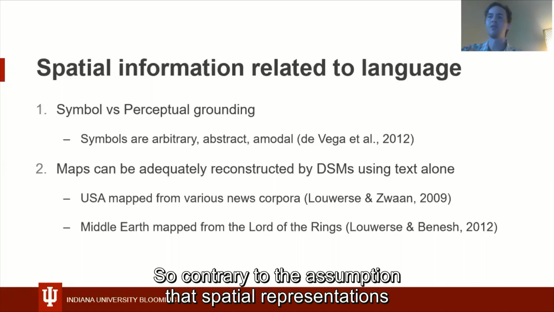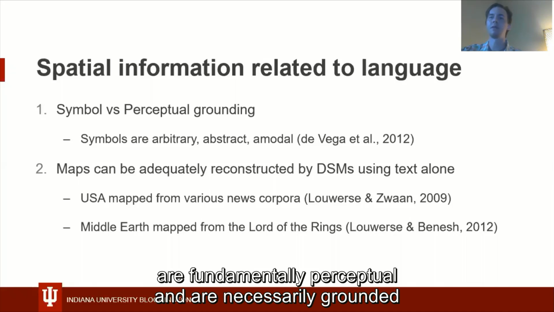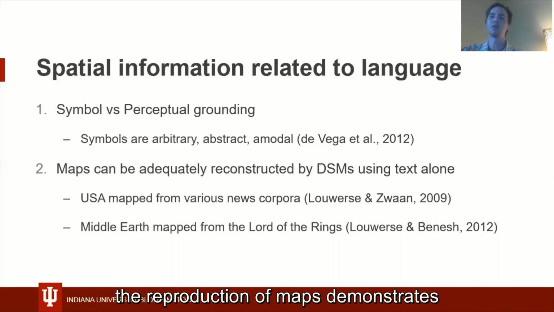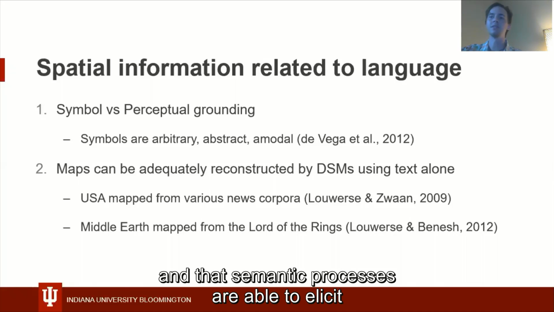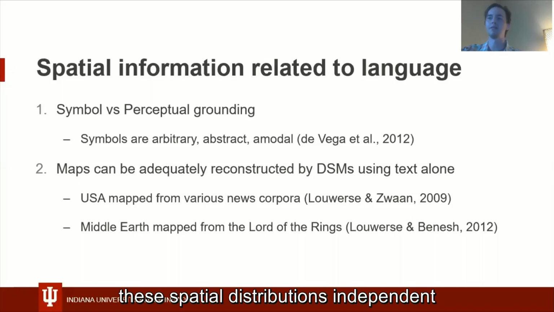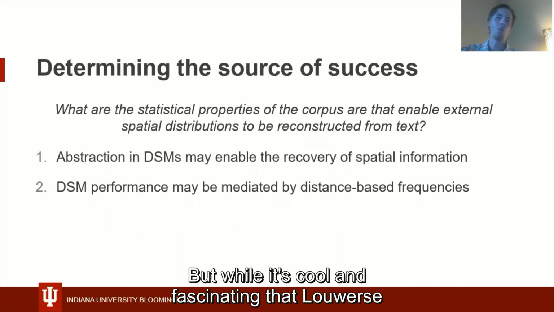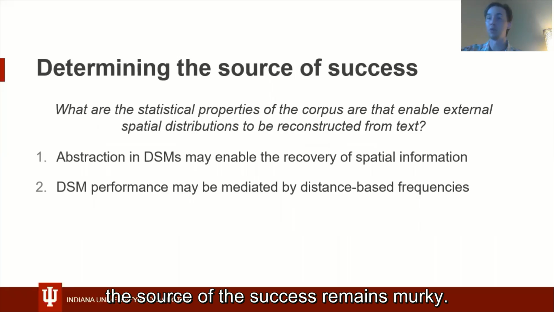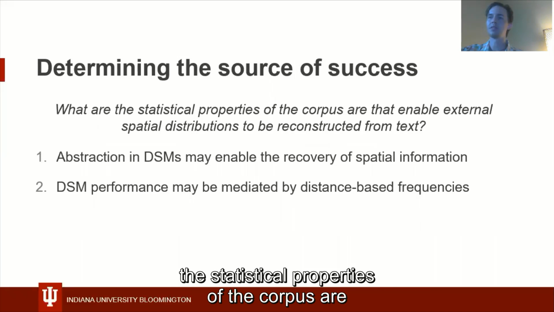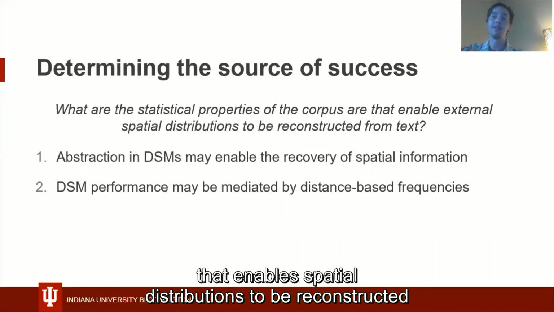So contrary to the assumption that spatial representations are fundamentally perceptual and are necessarily grounded in sensory modalities, the reproduction of maps demonstrates that spatial distributions can be encoded in language and that semantic processes are able to elicit these spatial distributions independent of perceptual grounding. But while it's cool and fascinating that Louwerse and his colleagues were able to recreate these maps, the source of the success remains murky. Specifically, it's unclear what the statistical properties of the corpus are that enable spatial distributions to be reconstructed from the text.